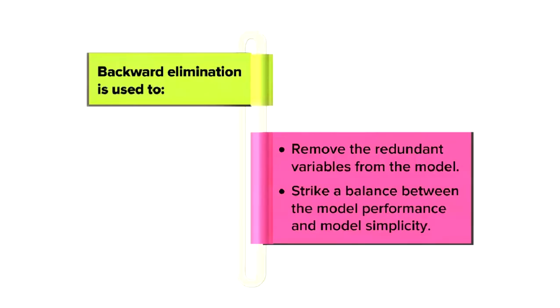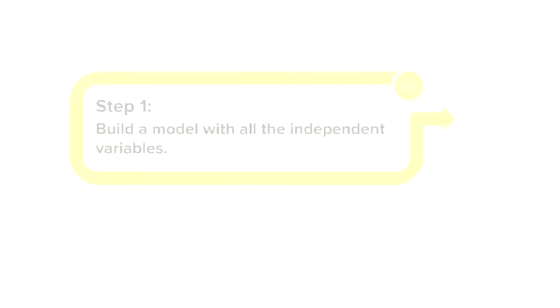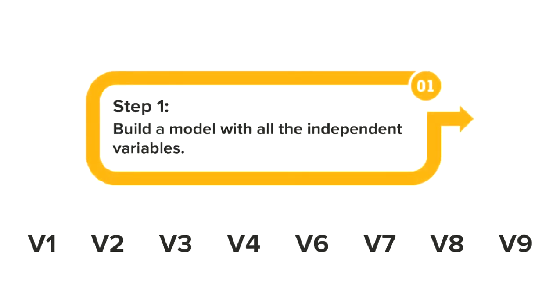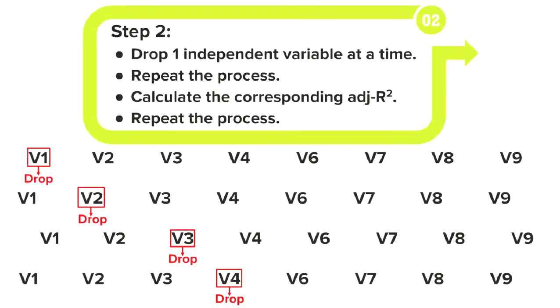Let's try to understand this procedure in an easy step-by-step approach. Step 1. We build a model with all the independent variables. The adjusted R-square corresponding to this model will be the starting, or baseline, adjusted R-square value. Step 2. Drop one independent variable at a time and train the linear regression model using the remaining independent variables. Calculate the corresponding adjusted R-square. Repeat this process for each and every independent variable.